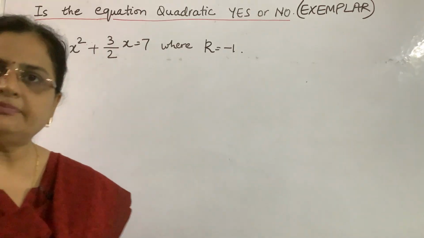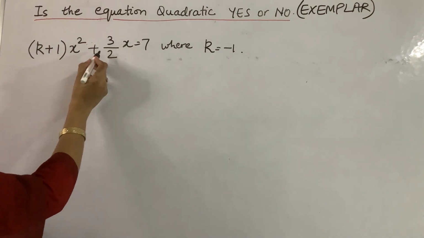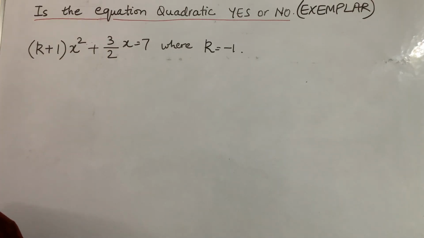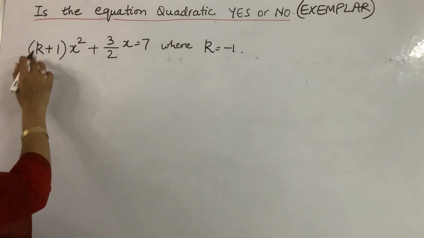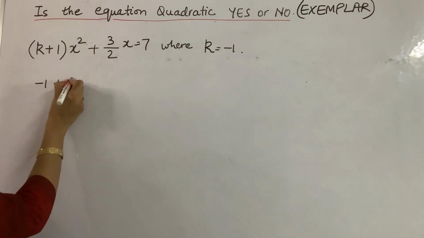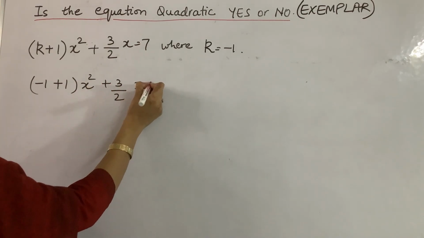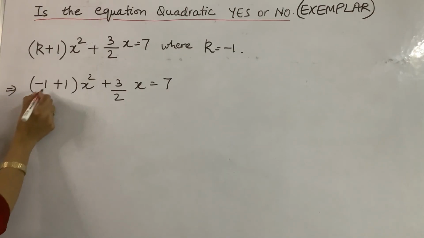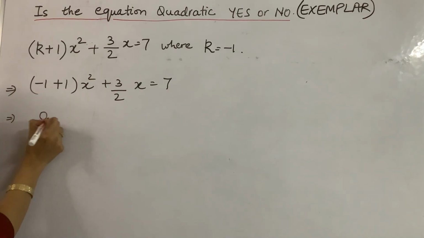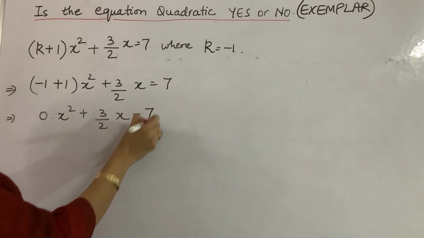So let us simplify this question. The question says k plus 1 x square plus 3 by 2 x is equal to 7, whether it is quadratic or not, where k is equal to minus 1. So first of all, put the value of k in this. So this becomes minus 1 plus 1 x square plus 3 by 2x is equal to 7. Minus 1 plus 1 becomes 0, x square plus 3 by 2x is equal to 7.